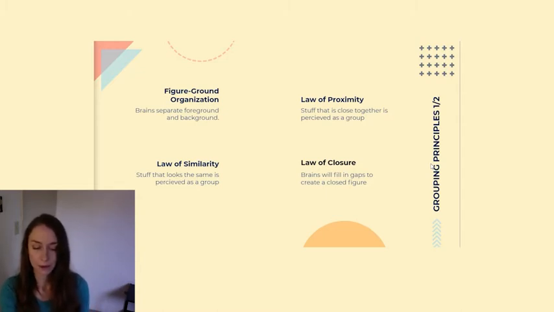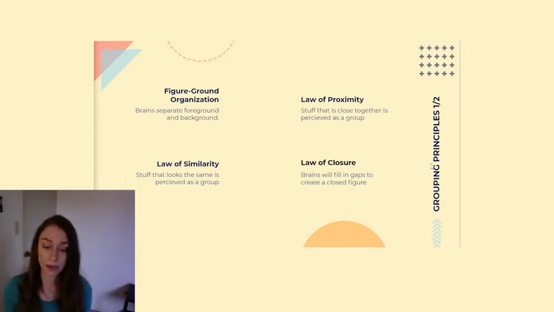And then last, we've got the law of closure. This is the idea that your brain is going to fill gaps to create a figure. So your brain really likes to see things as a whole. That's what we talked about inside of the principles that make up all of these grouping principles. And we like to make shapes. So even if there's gaps inside of a piece, you'll see it as an actual figure.